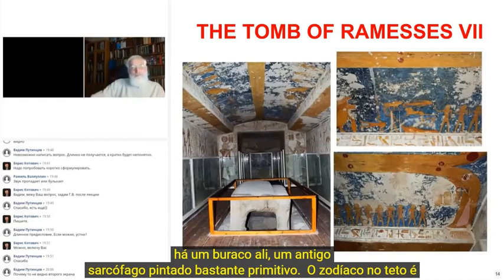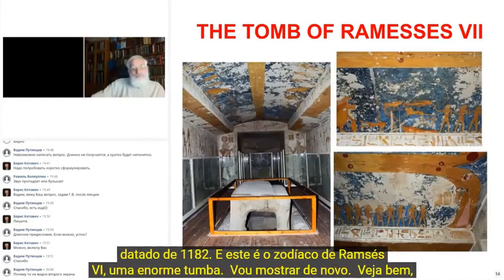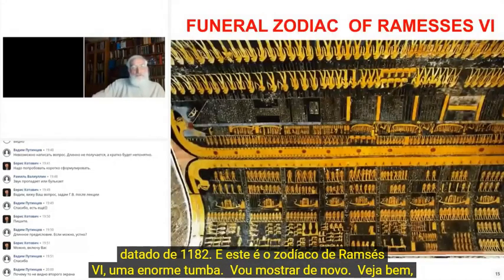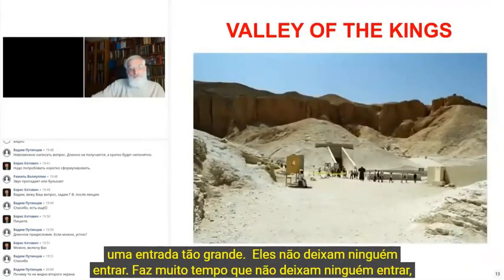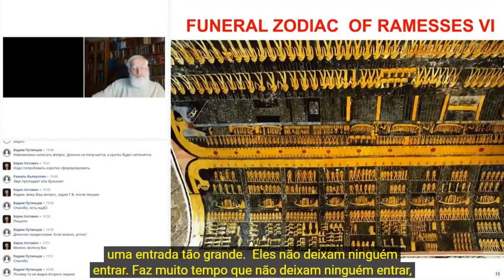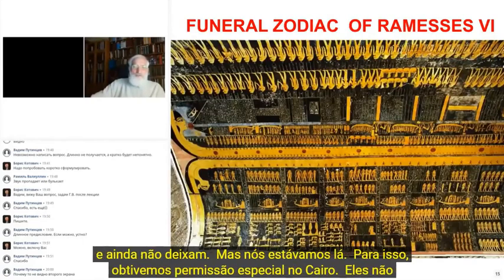The zodiac on the ceiling is dated 1182. And this is the zodiac of Ramesses VI, a huge tomb. I'll show it again. You see, such a large entrance. They don't let people in. They haven't let anyone in for a long time, and still don't. But we were there. For this, we obtained special permission in Cairo.